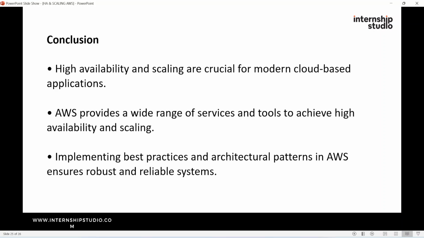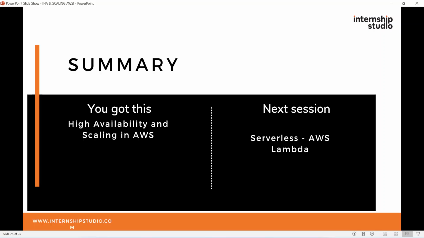As we already discussed, availability and scaling are crucial for modern cloud-based applications. AWS provides a wide range of services and tools to achieve high availability and scaling. So implementing best practices and architectural patterns in AWS ensures robust and reliable systems. So we understood what high availability and scaling in AWS is, and saw a small hands-on session and how it helps enterprises across the globe scale according to their needs.